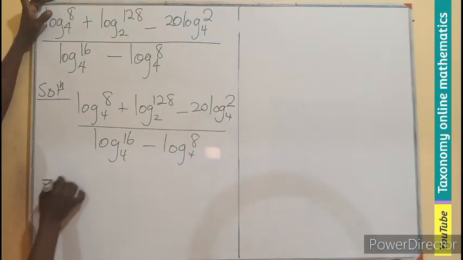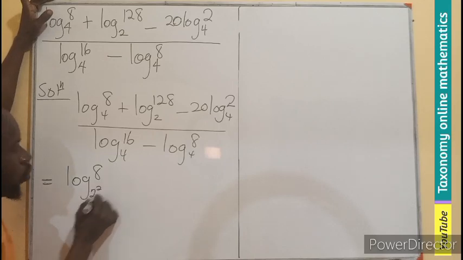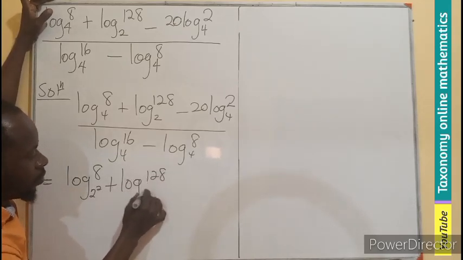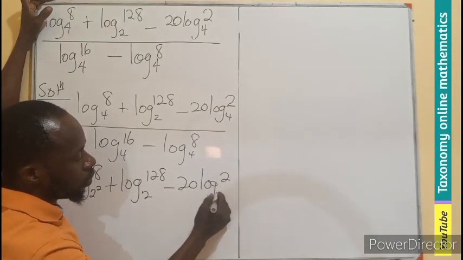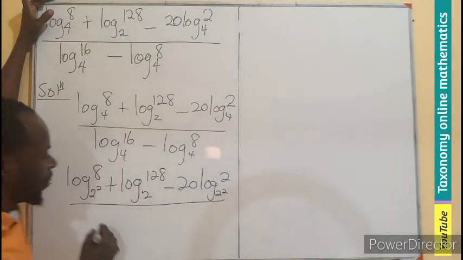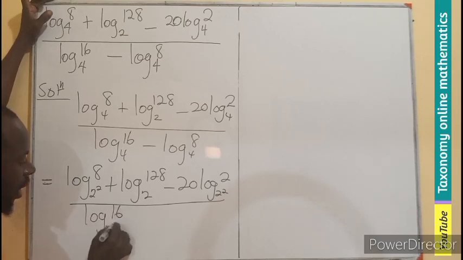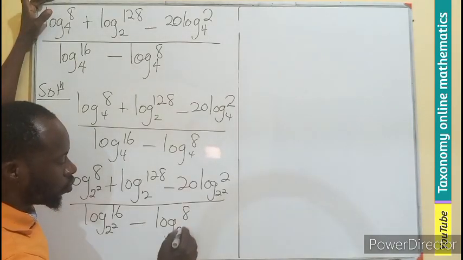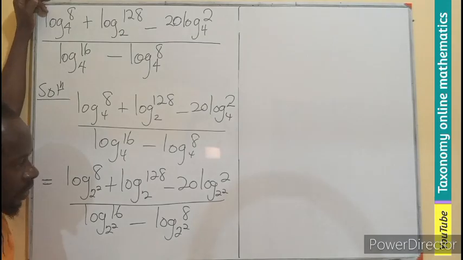That means I'll be having the log of 8 base 2 exponent 2, plus the log of 128 base 2, minus 20 times the log of 2 base 2 exponent 2. Then all this will be divided by log 16 base 2 exponent 2 minus log 8 base 2 exponent 2. This is going to be a long procedure, so let's follow through.